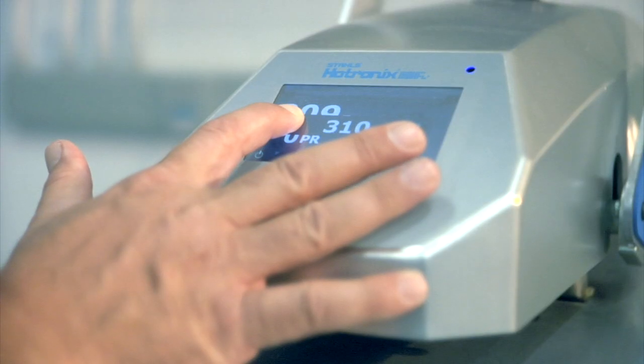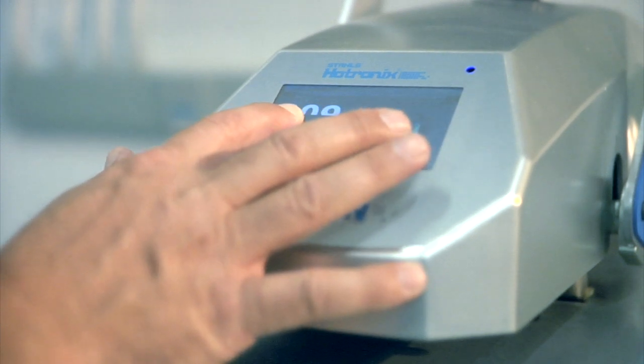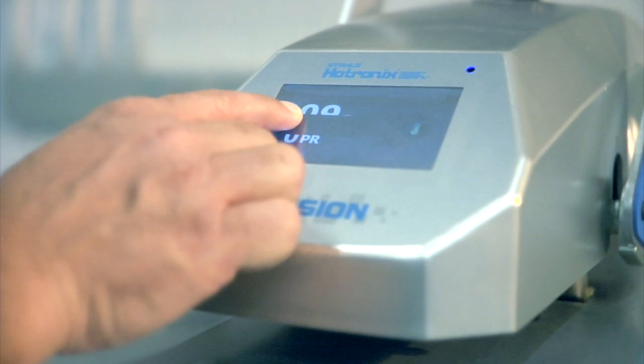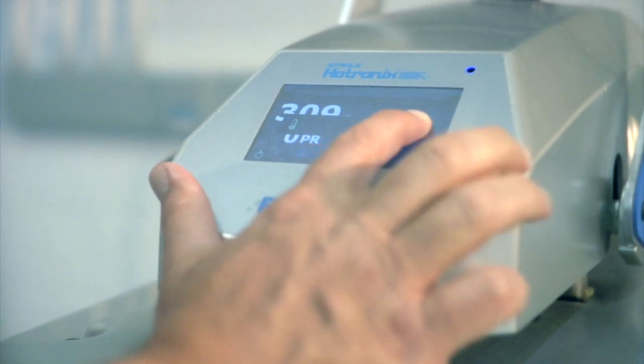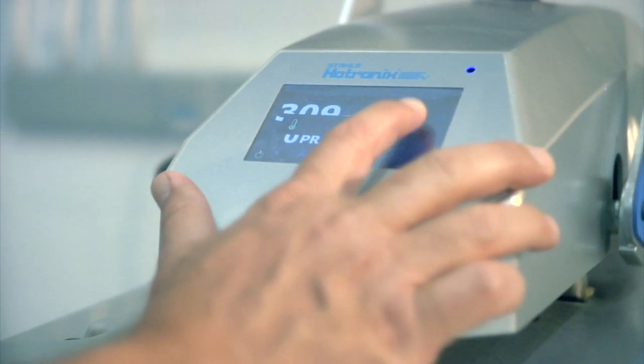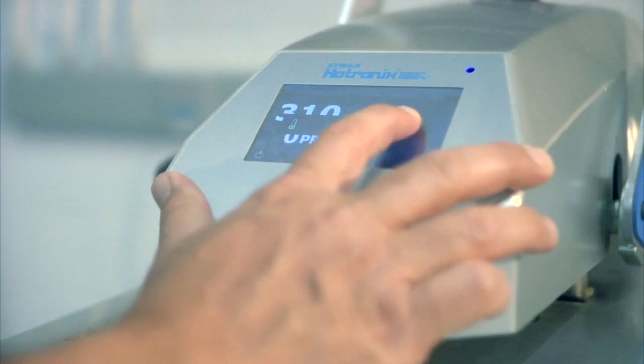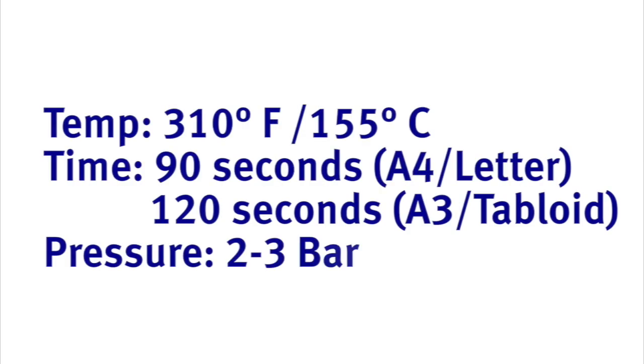after pressing. Before pressing the B sheet onto the A sheet, you'll need to configure your heat press using the settings recommended for your brand of transfer media. Common settings for the A to B sheet press that work for many brands of transfer media are: temperature 310 degrees Fahrenheit or 155 degrees Celsius, time 90 seconds for A4 letter or 120 seconds for A3 or tabloid, and pressure set to 2 to 3 bar.